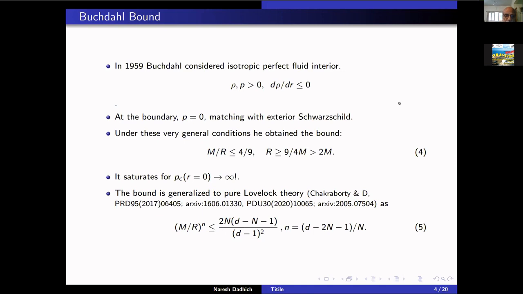But here we are not talking about Lovelock in general, because each order comes with a dimensionful coupling constant. By pure Lovelock, we mean that the action has only one nth order term. It has no sum over the lower orders. And why has it been singled out? By two very general basic properties.